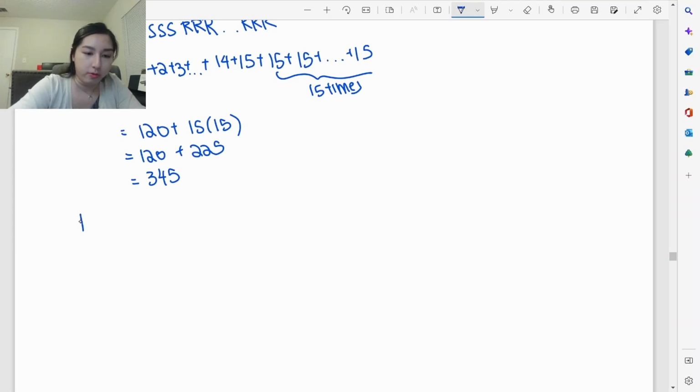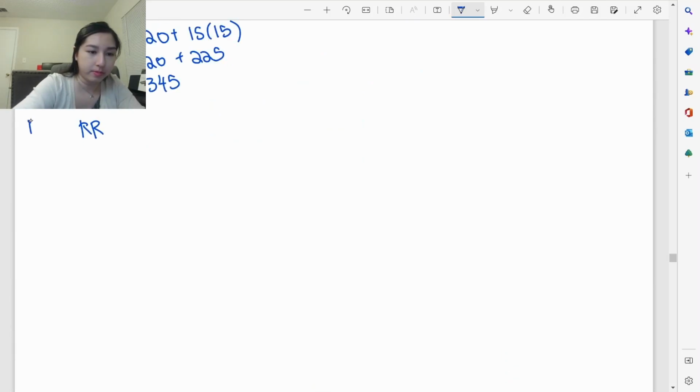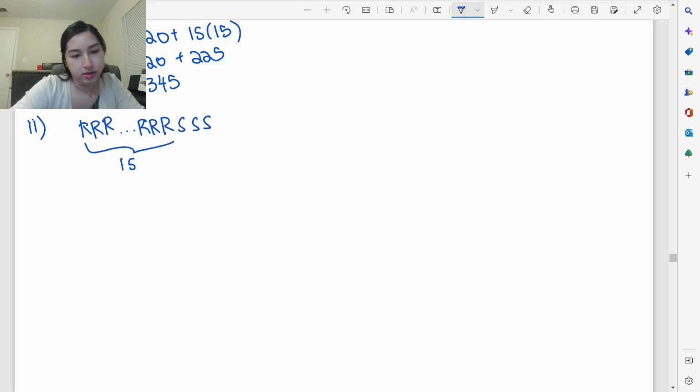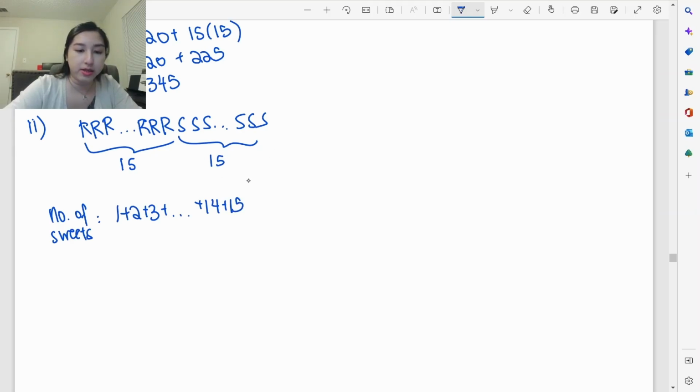So for part 2, rainy, start rainy 15 times, then sunny 15 times. Adam, so the number of sweets would be, on rainy days, he would just eat 1 plus 2 plus 3 plus ... plus 14 plus 15, and then on sunny days he can't eat. So this is just 120.